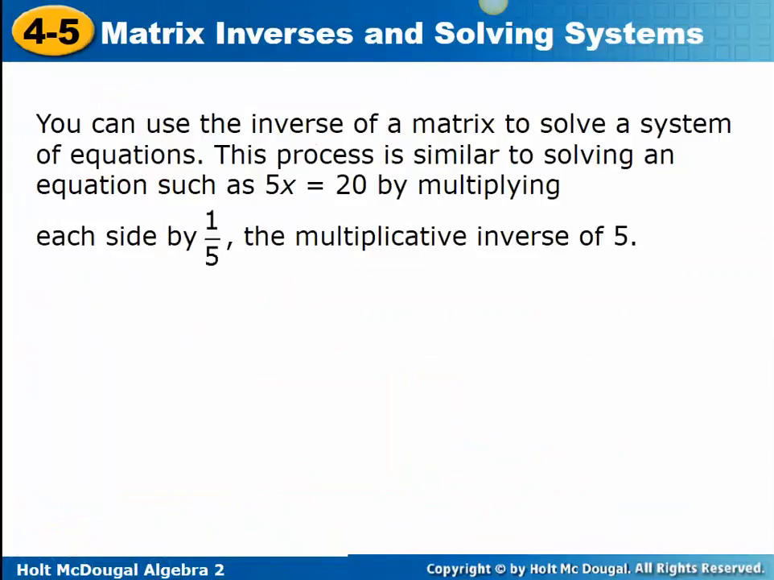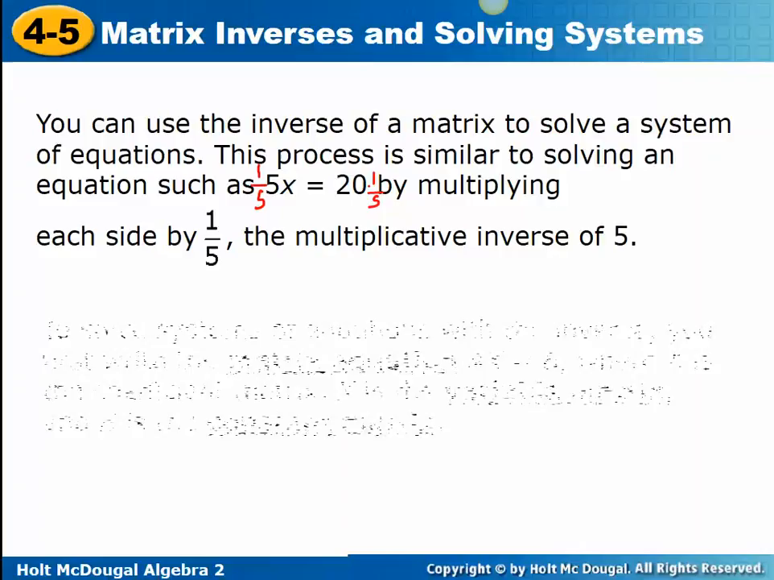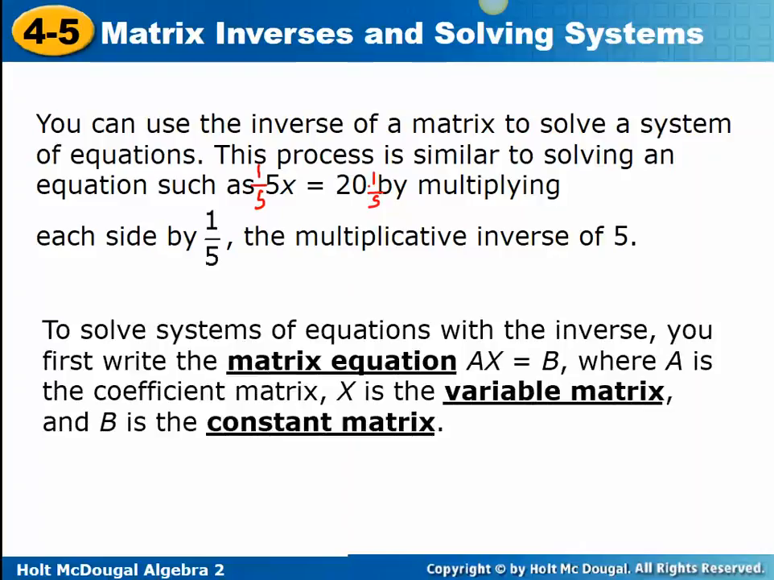All right, now that you know how to find the inverse of a matrix, we can use this to solve systems of equations. It's very similar to solving a simple multiplication equation where you had 5x equals 20. You could multiply both sides by 5, which is the multiplicative inverse of 5. The inverse of a matrix is really the multiplicative inverse of the matrix. So we're just going to multiply both sides by the inverse. You have to do it in the right order because multiplication of matrices is not commutative.